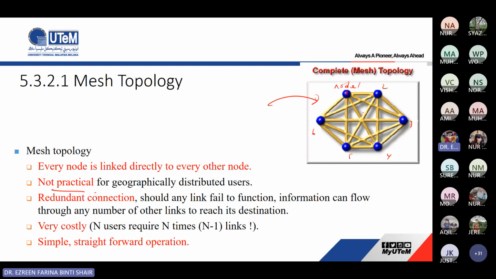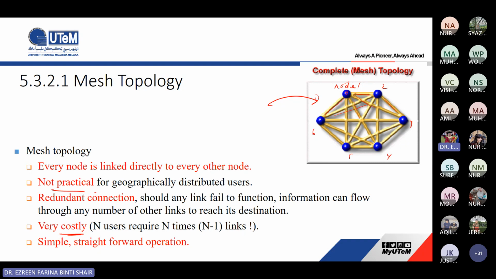Meaning you require many more links. Since it's redundant, you require more links compared to other topologies. As stated over here, the mesh topology is very costly. The n number of users requires n times links, where n is the number of users. So if you have 6 users, then you require n times n minus 1 links.